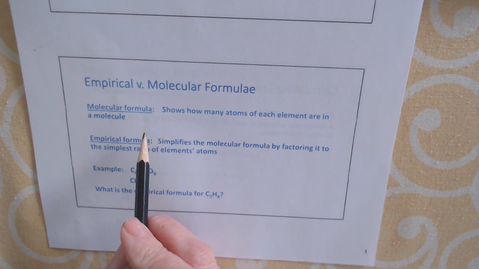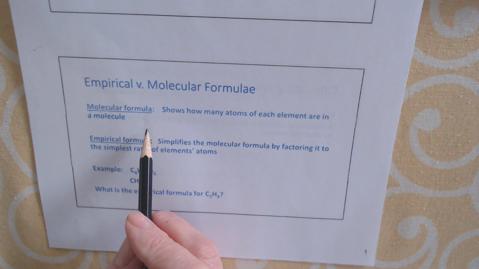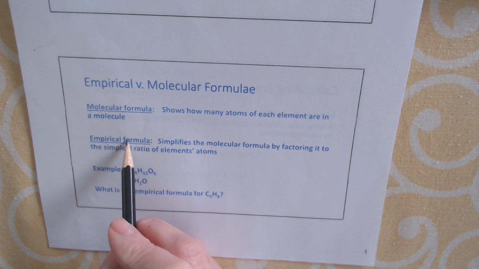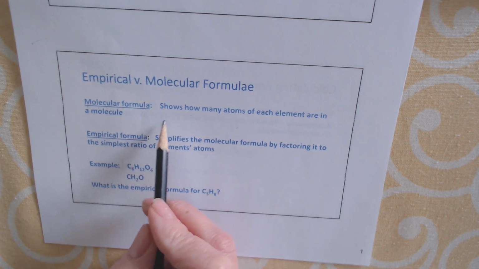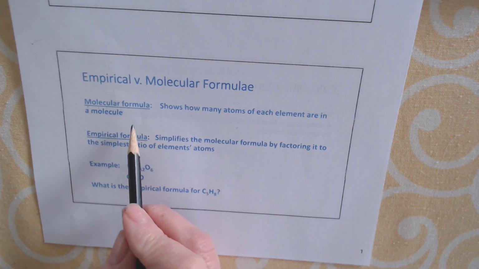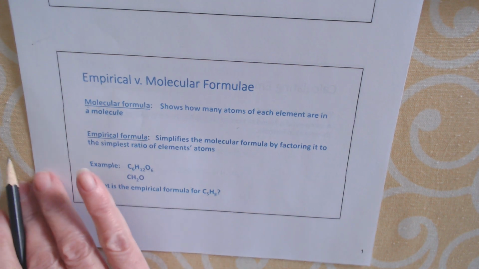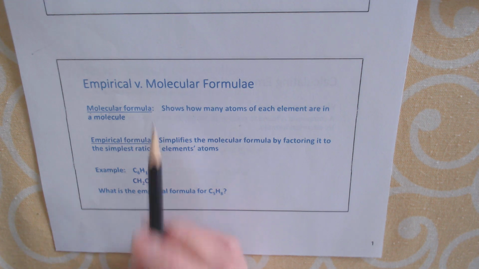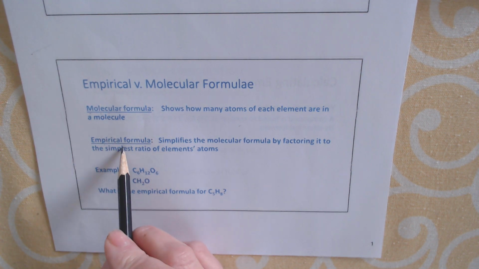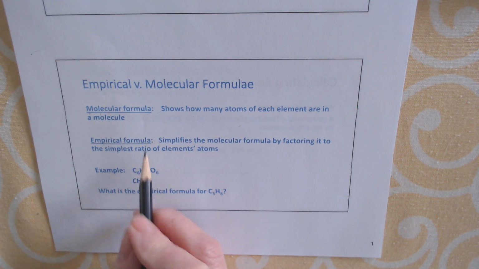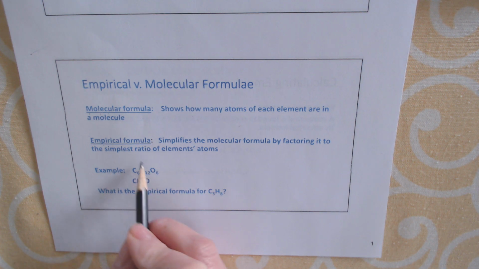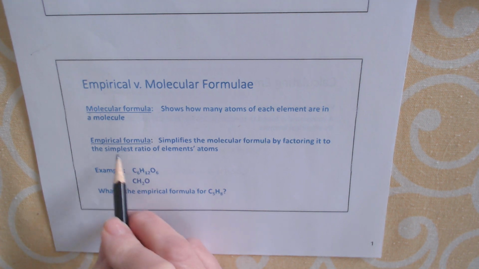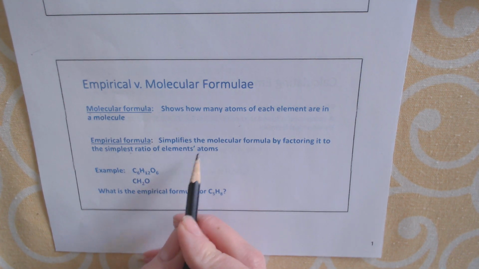When we get into in-depth organic chemistry, these molecules can be ginormous. You could have subscripts that are up over 100, and that just is the way it is. So these can be enormous. The empirical formula says that if I can factor down a formula into a simpler ratio, then I need to do that to show the empirical formula.